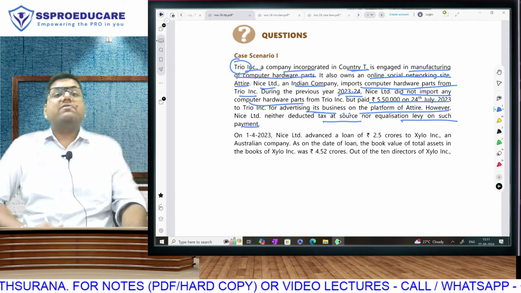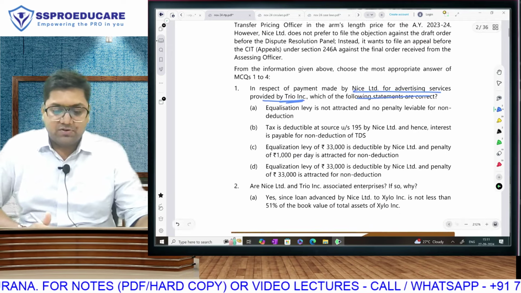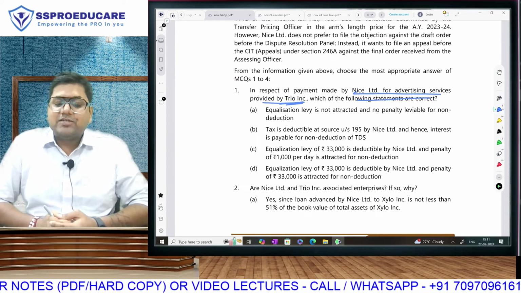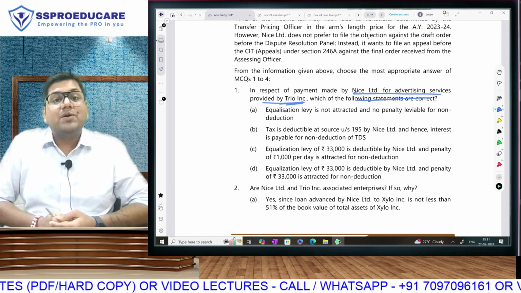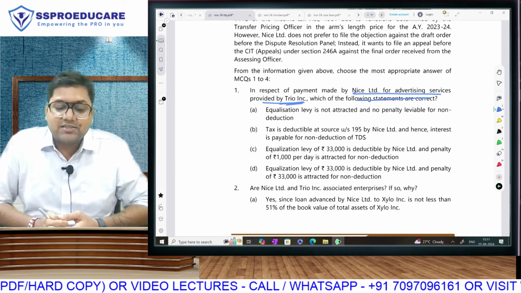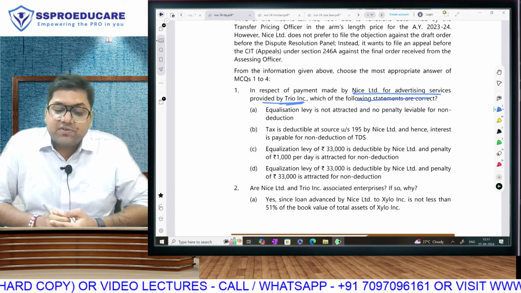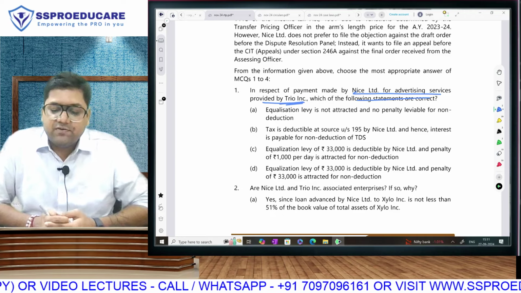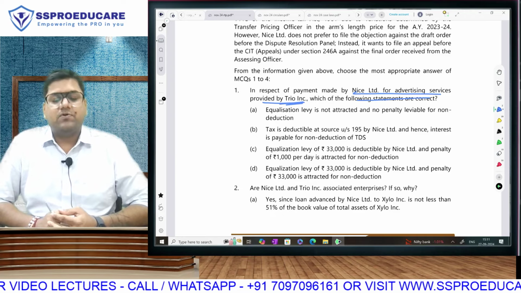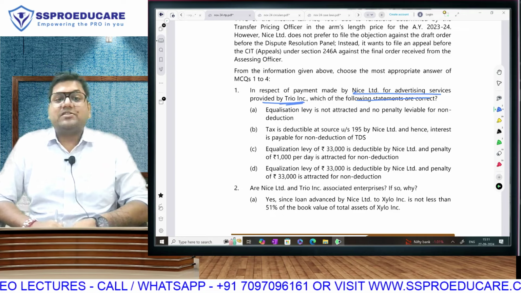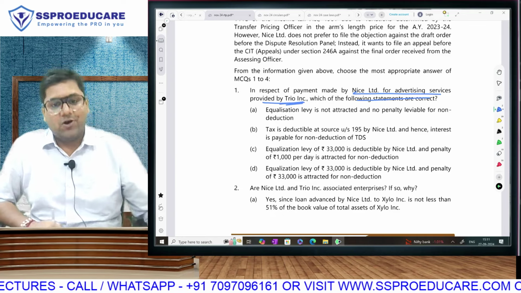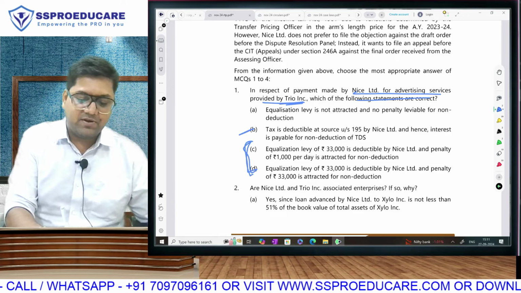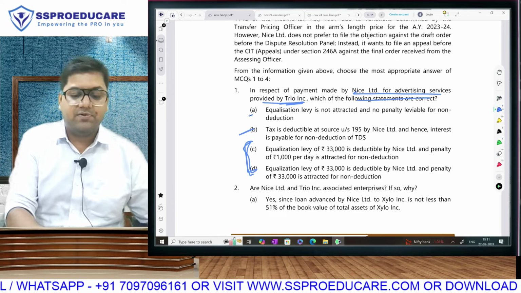First question, is equalization levy applicable? Let us see what our options are. Option A: equalization levy is not attracted and no penalty. Option B: tax is deductible at source under 195 because you are making payment to a non-resident, and hence interest is payable. Another option: equalization levy of 33,000 is deductible and penalty of 1,000 rupees per day is attracted. Another: equalization levy of 33,000 is deductible and penalty of 33,000 for non-deduction because nothing is deducted. First question: is there TDS, equalization levy, or none of them? If your answer is TDS, this will be your answer. If your answer is equalization levy, then one of these will be your answer. And if your answer is not attracted, then this will be your answer.